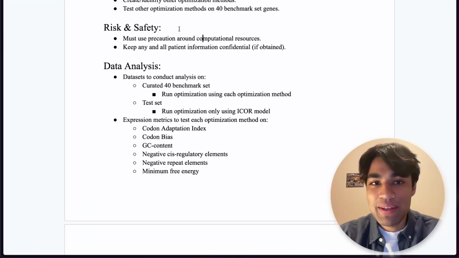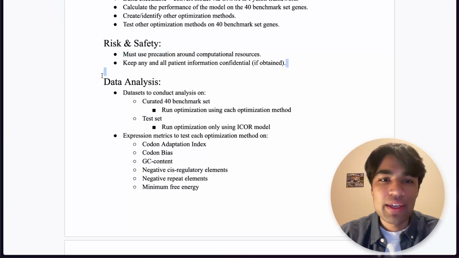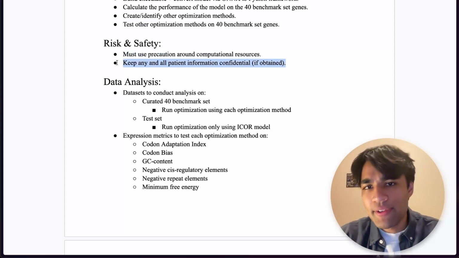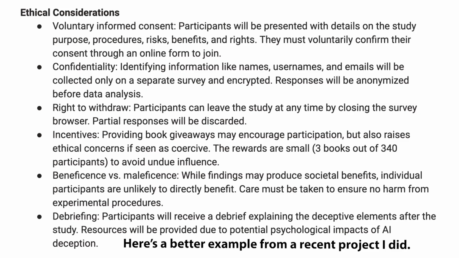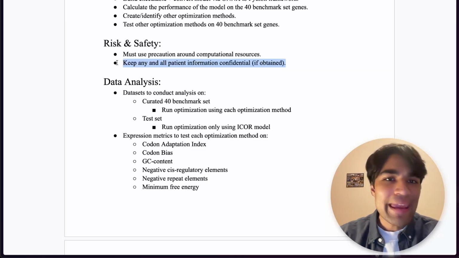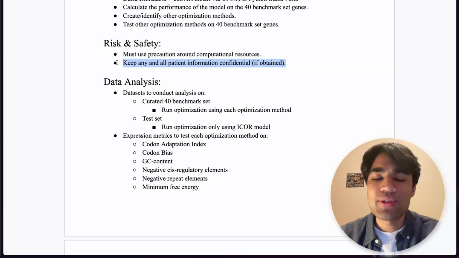For me, it was very simple at the time because I didn't know too much about ethics, but: must use precaution around computational resources, keep any and all patient information confidential if obtained. My project was dealing with bacterial data, and so this was something that I just kind of added because I wasn't even sure about what risk and safety would look like. But now, way later, I kind of realize how risk and safety can truly make an impact on our society. And so I'd highly encourage you to think critically and carefully about it.